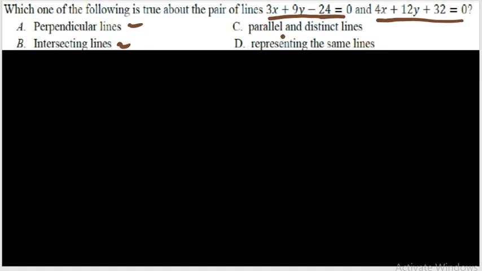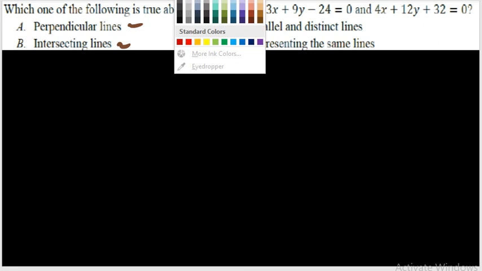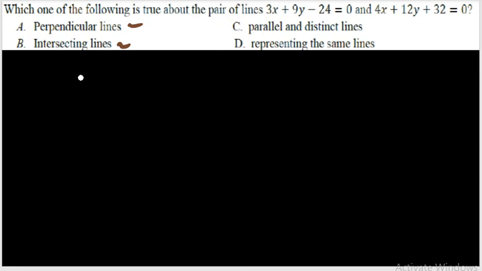Parallel and distinct lines means they are parallel, and if they are the same line, they will coincide. Their slope and y-intercept will be the same. So anyway, we need to write both of them in slope-intercept form. That means make the y alone.